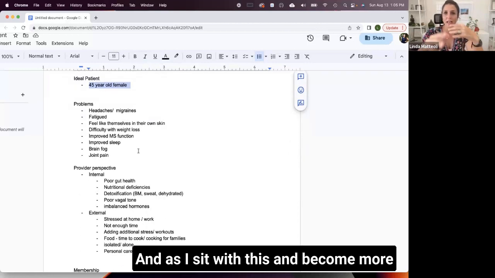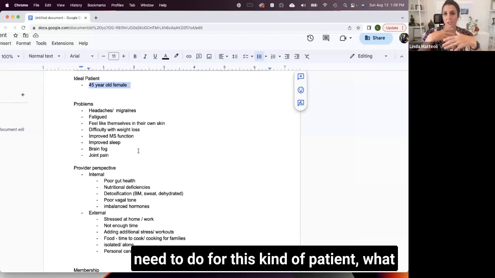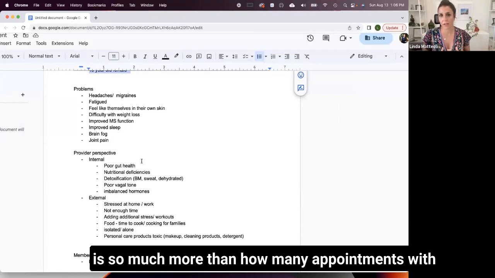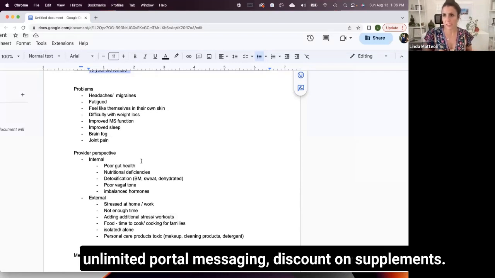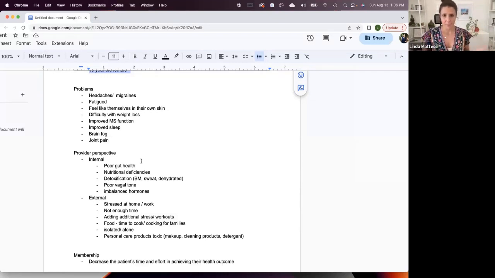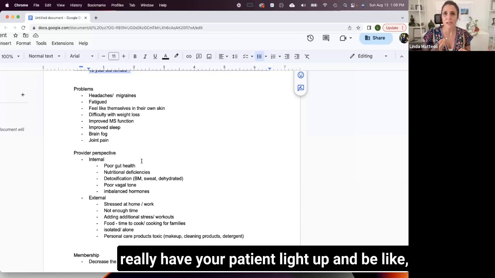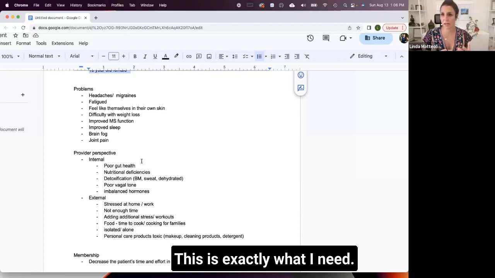And this, as I sit with this and become more and more intentional and create lists of what I need to do for this kind of patient, what I hope you're realizing is that a membership model is so much more than how many appointments with you, how many appointments with the health coach, unlimited portal messaging, discount on supplements. Like, that's the structure, but what will really make your membership thrive and really have your patient light up and be like, oh my goodness, like this practice was created for me. This is exactly what I need.